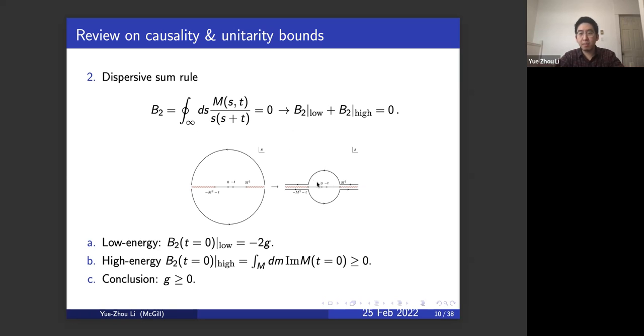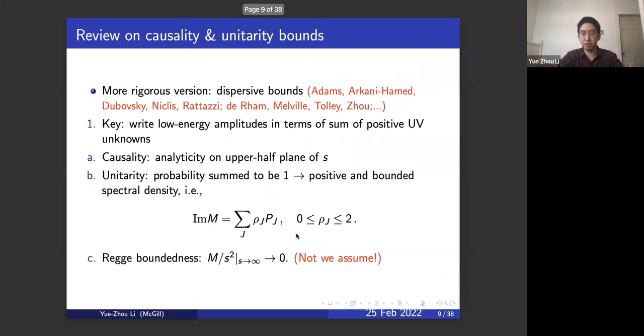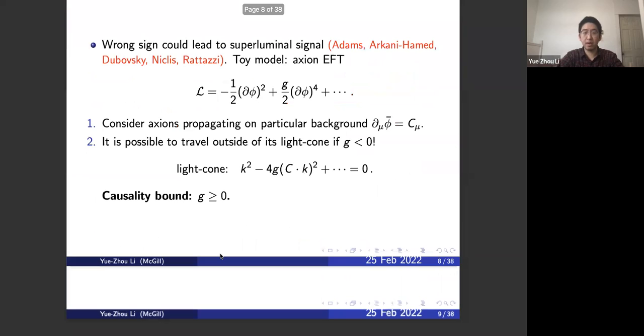So this sum rule can be decomposed into two parts. First, the low energy part, that is the EFT. Second, the integral over the branch cuts, the UV. If we consider the toy model, the axion model, the low energy part gives us minus 2g, and the high energy part gives us something that is positive. Sorry, there should be a minus sign here, I have some typos. Combining the low energy and high energy together, we conclude that G must be positive or zero. So they basically reproduce this bound, and this is the rigorous story.